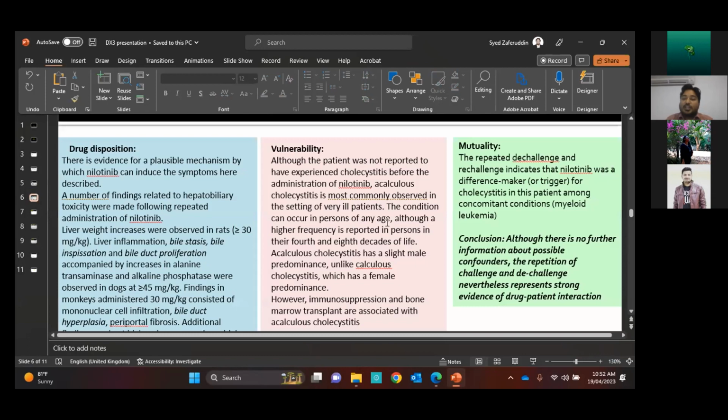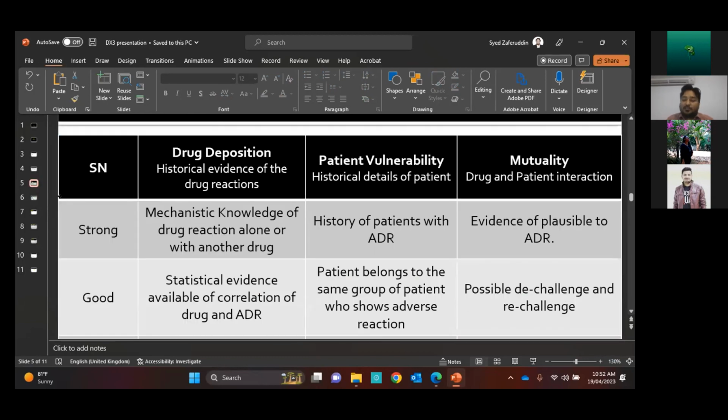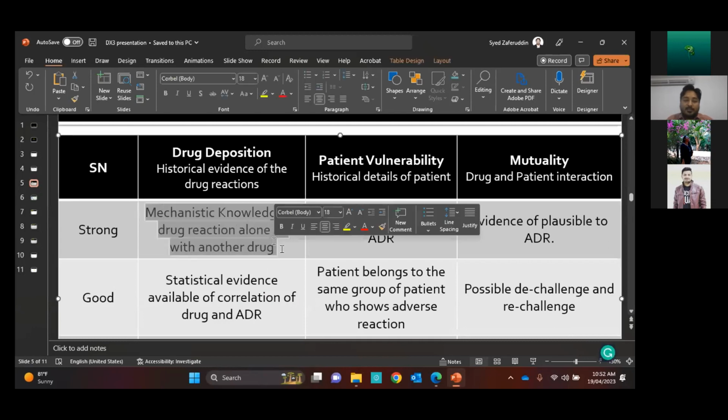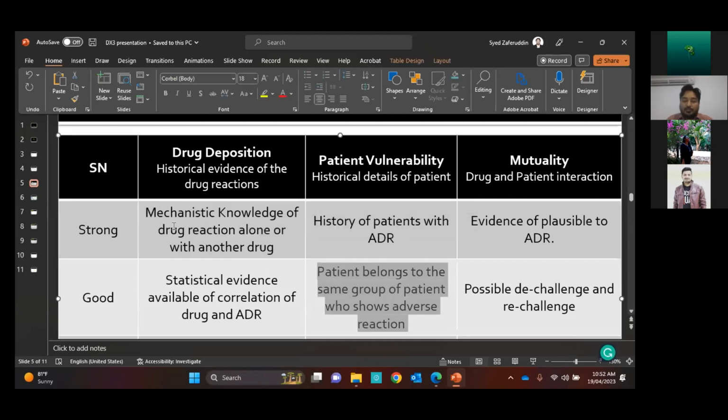Third is mutuality. The repeated de-challenges and re-challenge indicate that nilotinib was the difference maker. So if we have de-challenge and re-challenge information, it means that it has good association. So we are getting this mechanistic knowledge, we are getting this information.